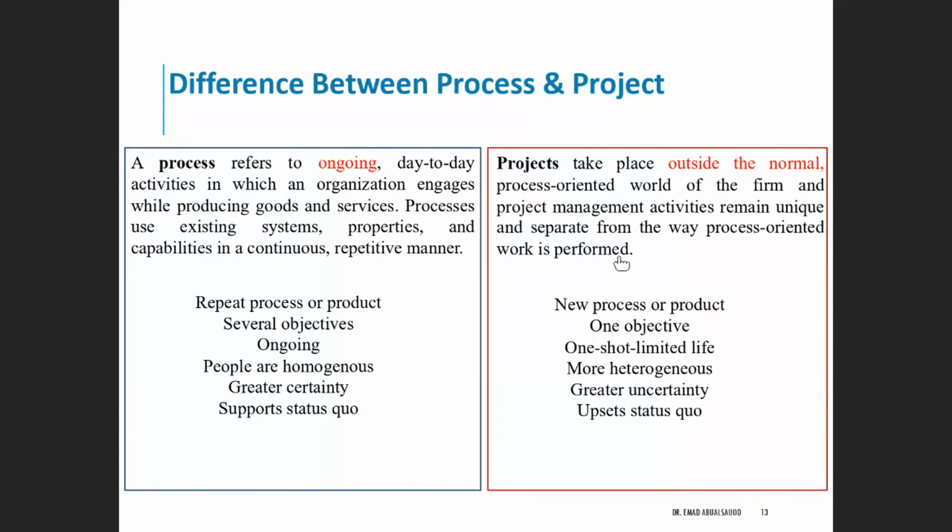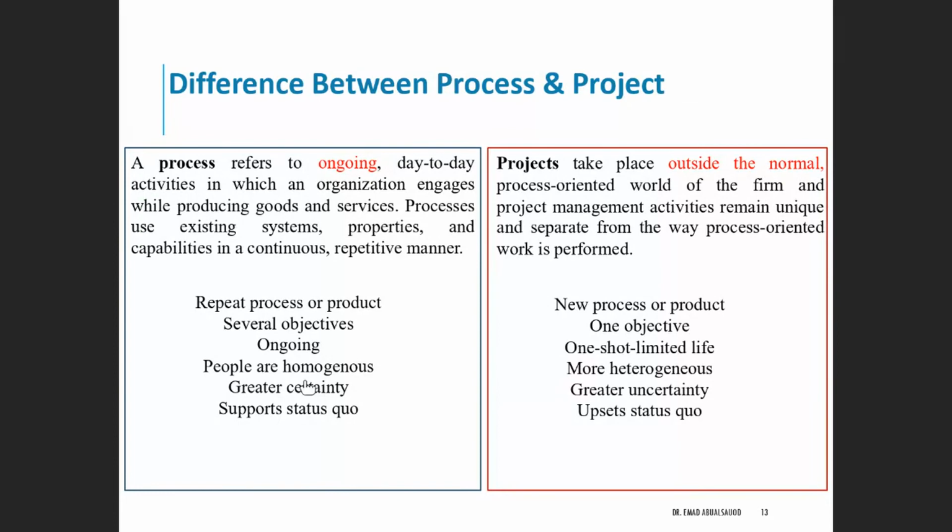For the project, you are dealing with a new process or product to develop. And the process is repeated steps you do, or a repeated product you produce. With a project, you design it, or you solve it, or you establish it, and then the project ends. Usually there is one objective at the end, even if it's big and has sub goals, but for processes you have several objectives. It's ongoing for the process. A project is one shot, limited life, and then it's closed.